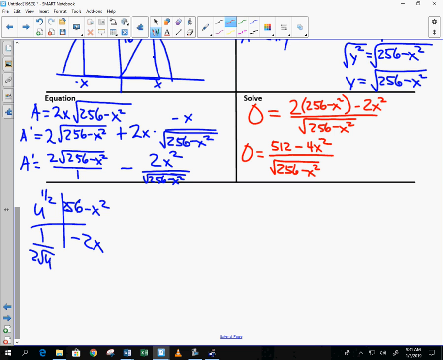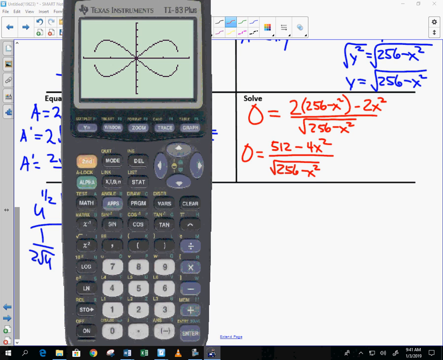Do I care where the denominator is equal to 0? Where is the denominator equal to 0? 16 or negative 16. Look at your graph. Does it make sense that it's 16 and negative 16? That's where the derivative is undefined, because that's where you have a vertical tangent, right? So what we're looking for is this spot right here. So we have to think of where the top is equal to 0. So I have to solve 512 minus 4x squared equals 0.